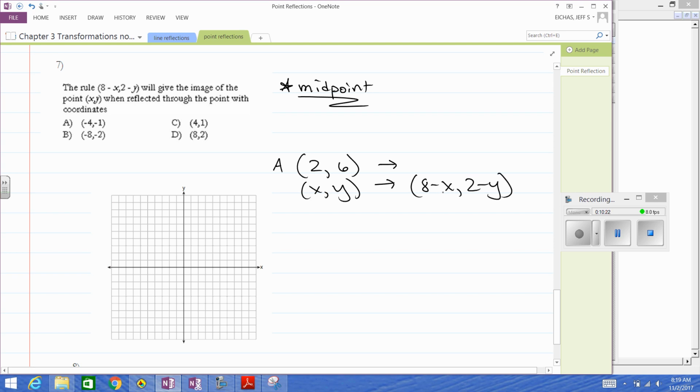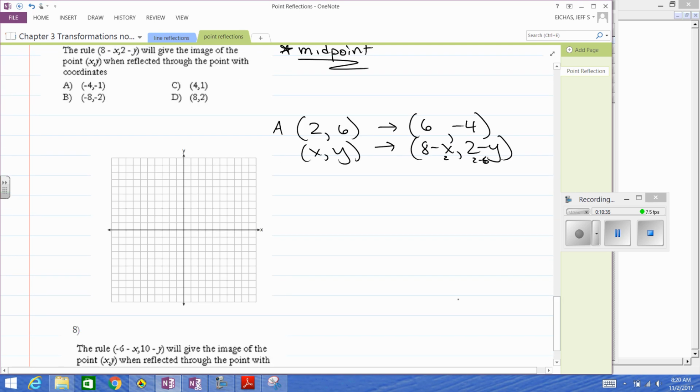Basically, I'm going to plug 2 in for x. That's going to turn into 6, right? So see that? 2 in for x, 8 minus 2 is 6. Throw 6 in for y, 2 minus 6 is negative 4. So I'm going to plot those 2 points and see what happens.